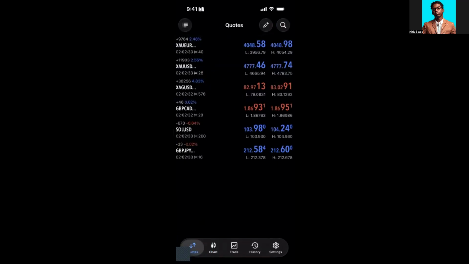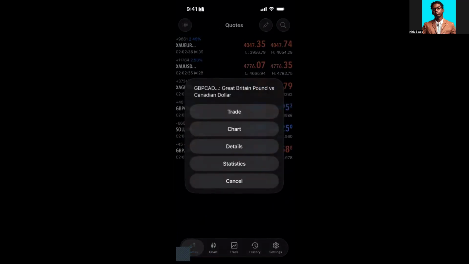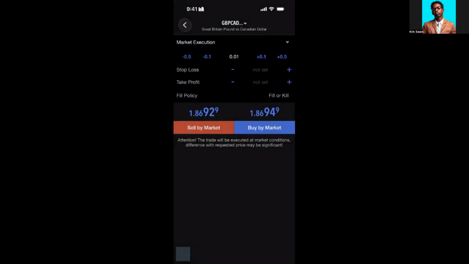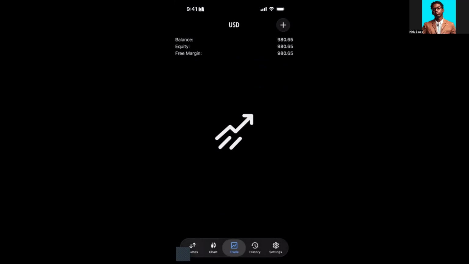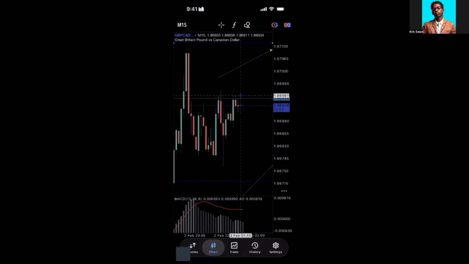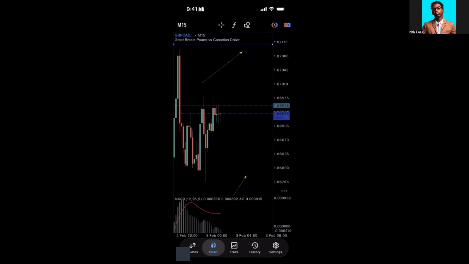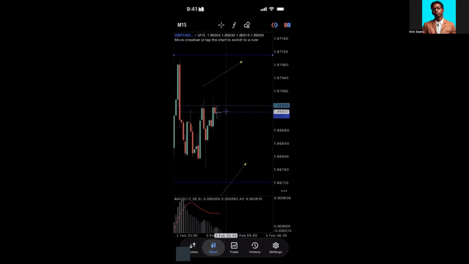All right, so back to the quotes. We're going to tap on Great Britain pound to the Canadian dollar. We're going to tap on trade. We should bring us to this screen. Okay. From here, we know our, actually, we need to figure out how many pips that is, Kirk. We need to be able to measure the pips from where we are. So if we enter this trade right here, now I'm not sure. Actually, yes, we can still do this.